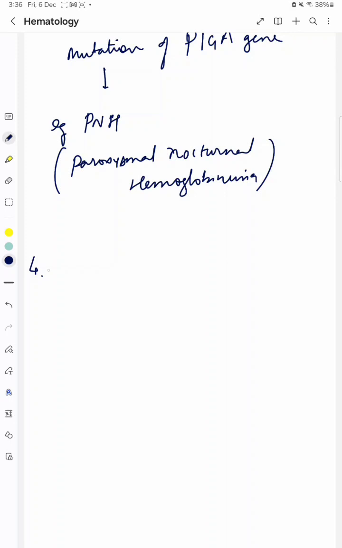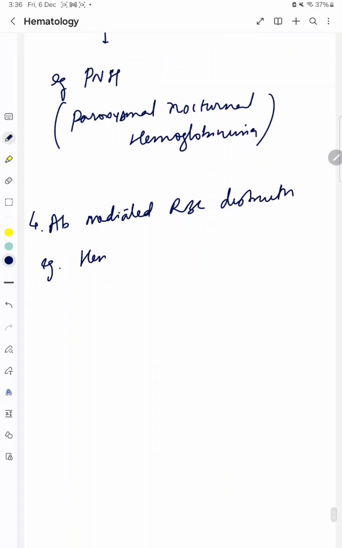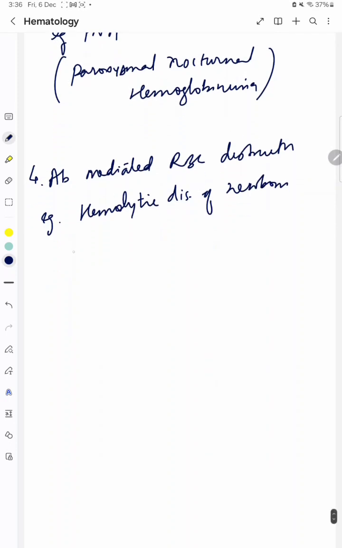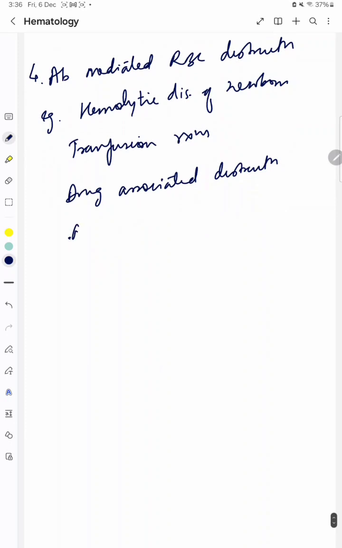Another condition of increased RBC destruction is antibody mediated RBC destruction. For example, hemolytic disease of newborn, transfusion reactions, drug associated destruction, and autoimmune disorders, for example, SLE.